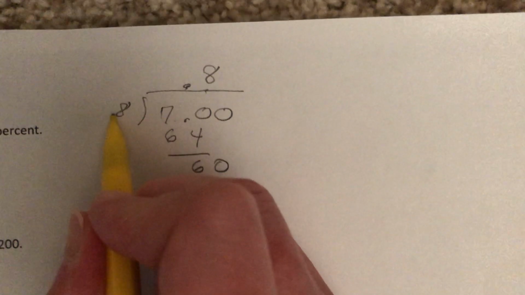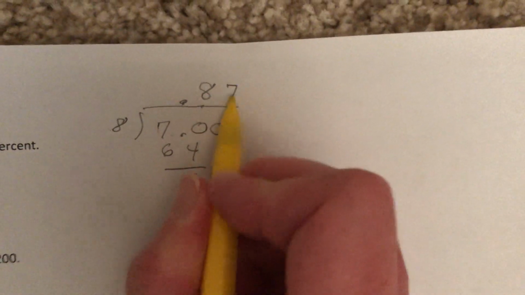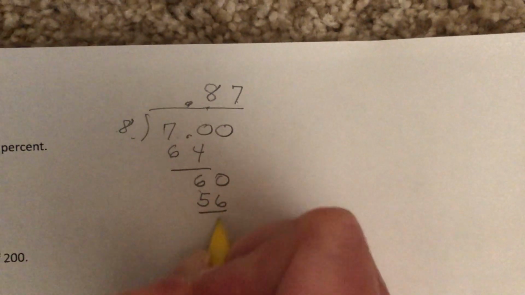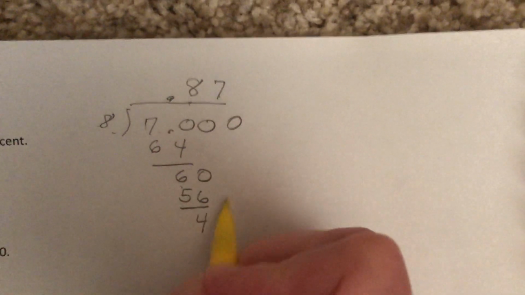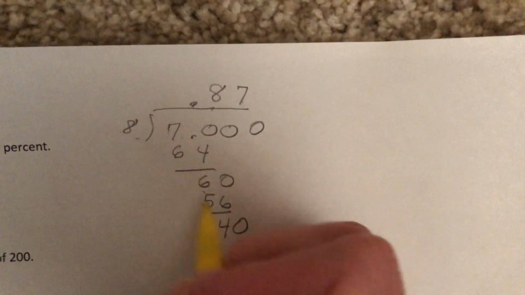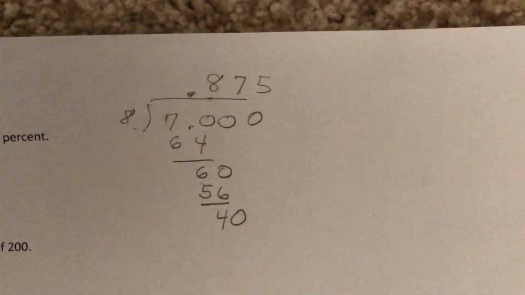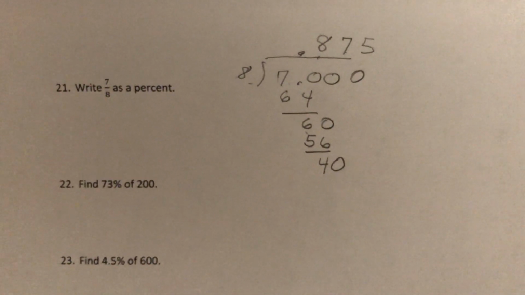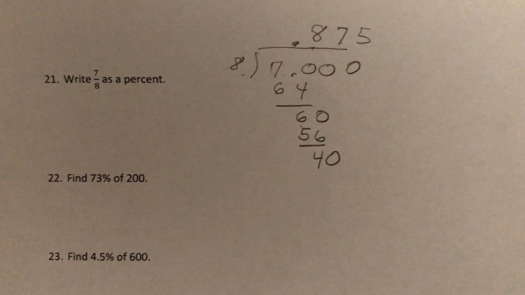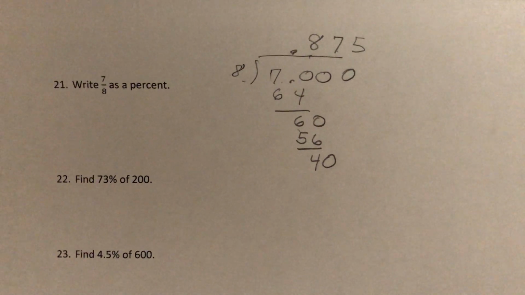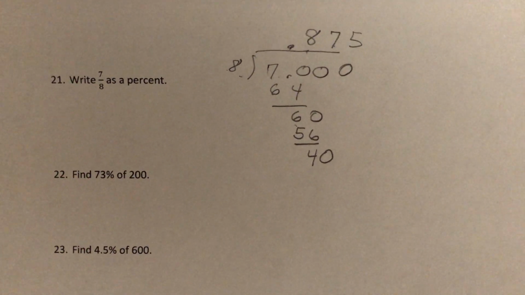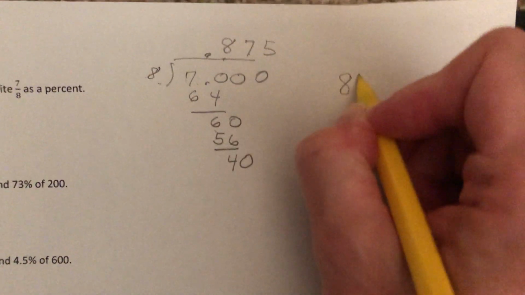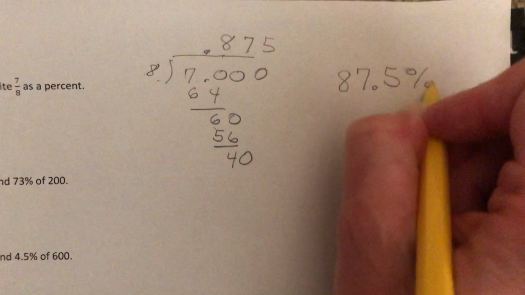Bring down the 0. 8 goes into 60 7 times. 7 times 8 is 56. Subtract, and then I'm going to bring down another 0. 8 goes into 40 5 times. So here's my decimal, 0.875. So I converted the fraction into a decimal. Now I want to convert it to a percent. So to convert a decimal into a percent, just move the decimal point 2 places to the right. So it's 87.5%.